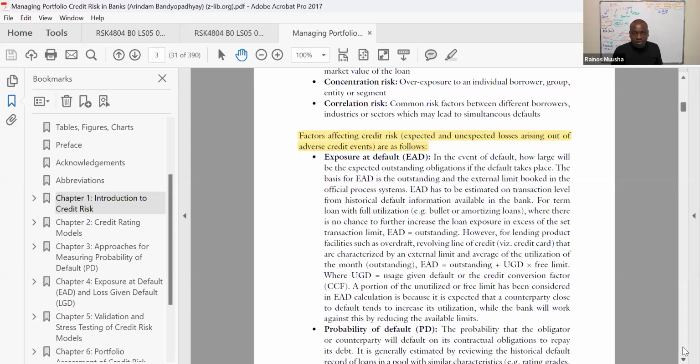So when it comes to the exposure at default, in simple terms, because in exams and assignments the lecturer doesn't really complicate this story, your exposure at default is, at the time of default, how much the customer is still owing the financial institution.